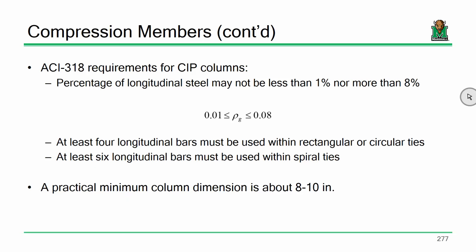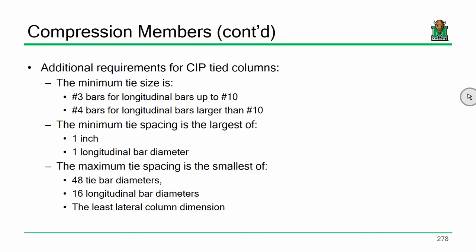Now, a couple things on detailing. It's not anything technically challenging. As you're going to see here in this example, it's probably going to get a little boring looking at all these limits for columns, but it's just one of those things you got to do. So ACI 318 lists the following requirements for cast-in-place columns. Your longitudinal reinforcing steel has got to be somewhere between 1% and 8%. That's your gross reinforcement ratio. If you're looking at rectangular columns, you have to have at least 4 bars. If you're looking at spirally reinforced columns, you got to have at least 6 bars. And a practical minimum dimension is anywhere between 8 and 10 inches. 12 inches is pretty common.